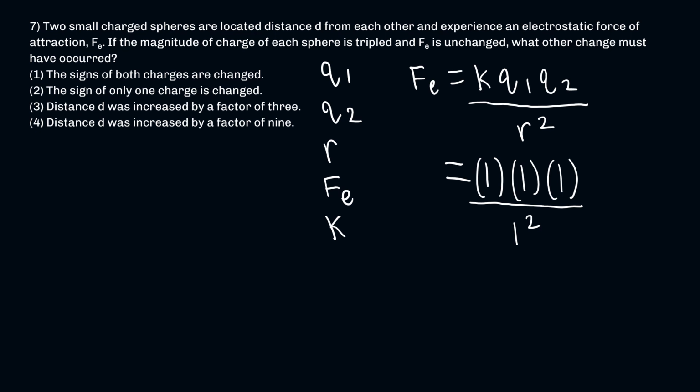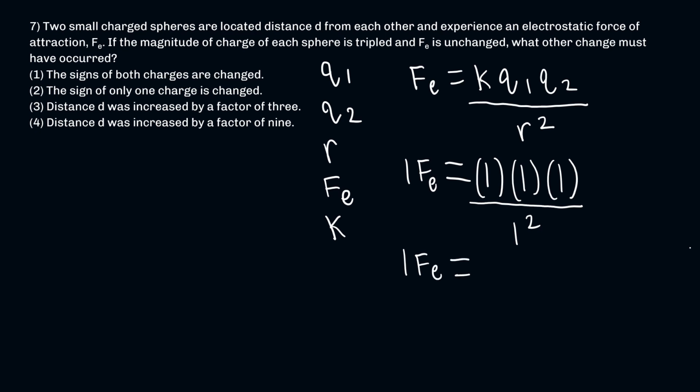So we do all of this. This then gives me 1 Fe, because you have 1 times 1 times 1 over 1. Simple calculation for that. That'll give us our baseline. Now we're going to put in our changes. It says that the charge on each sphere is tripled, yet Fe is unchanged. So we should still get 1 Fe.